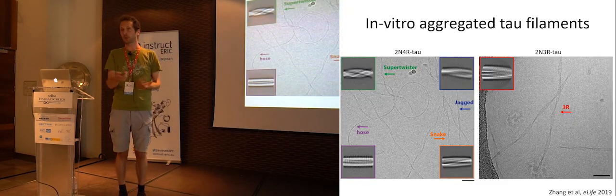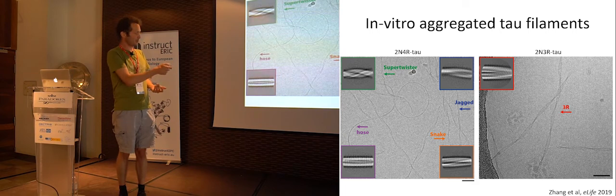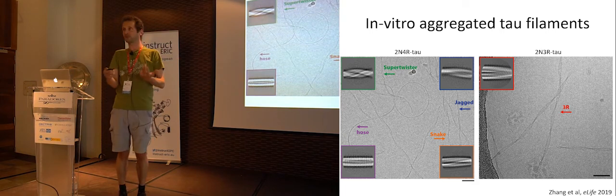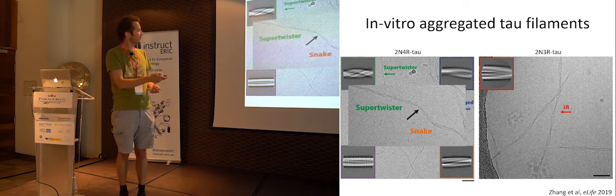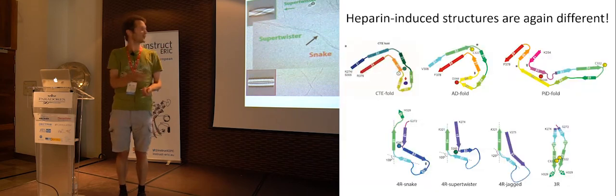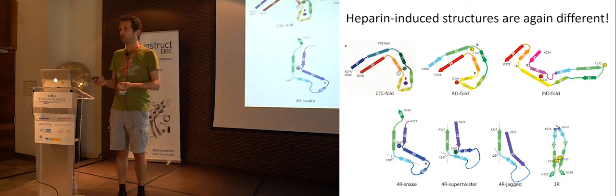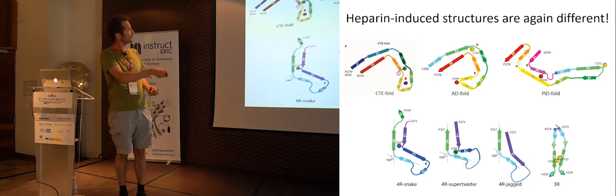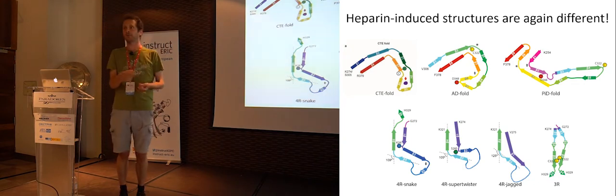Now, we also looked at those, and we found a whole mixture of different types of heparin structures you can form, and sometimes they convert from one into the other. And we solved structures for 4 of these as well. And they're shown here compared to the CTE, the AD, and the PiD fold up here.